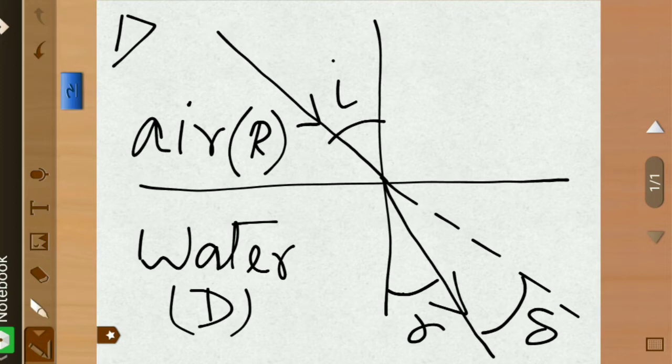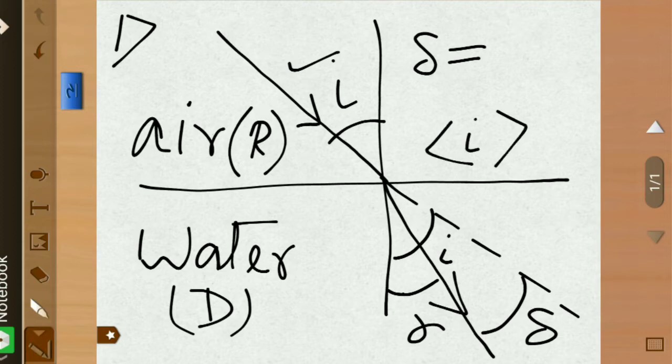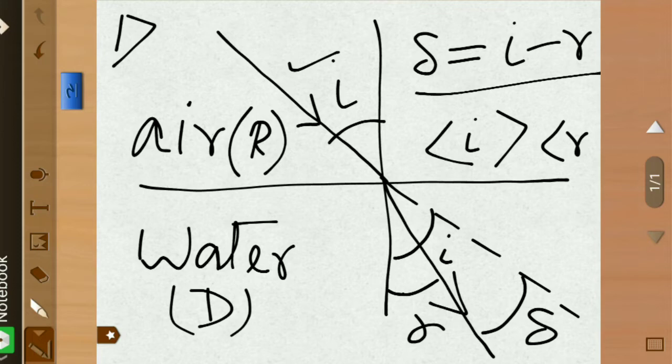But if we want to calculate the value of delta, how will you calculate? See, as this angle is i, so this total angle will also be i because of vertically opposite angles. Now clearly we can say this angle i is greater than the angle r. Okay, so delta will be i minus r. This is the first case.